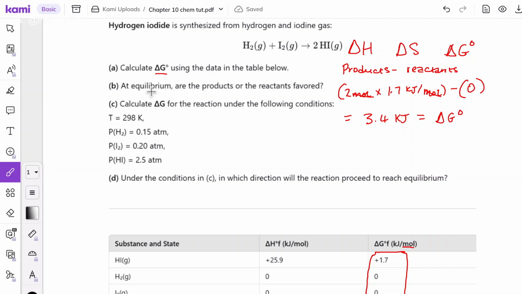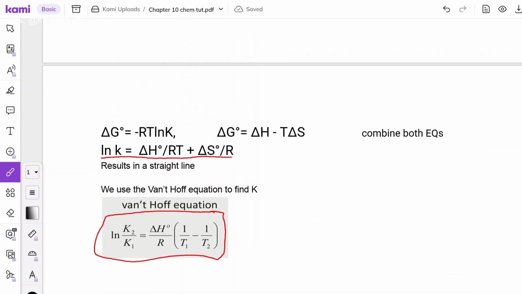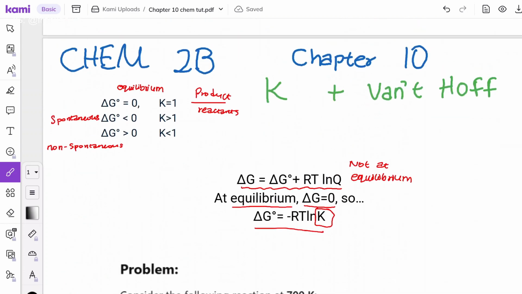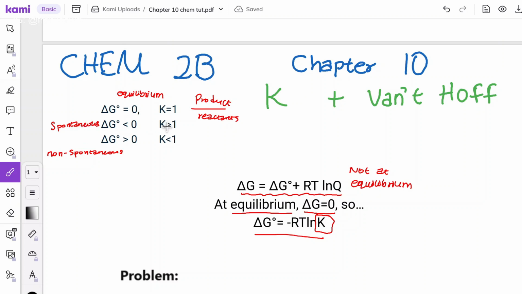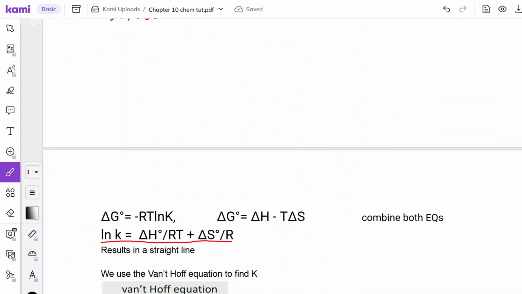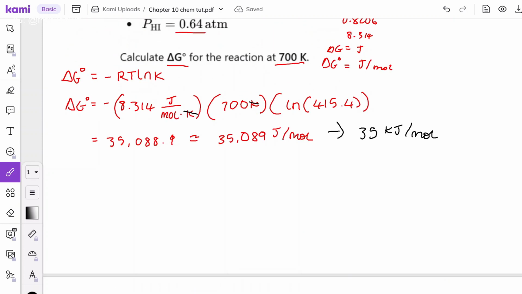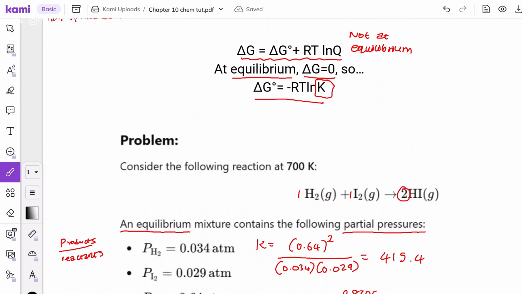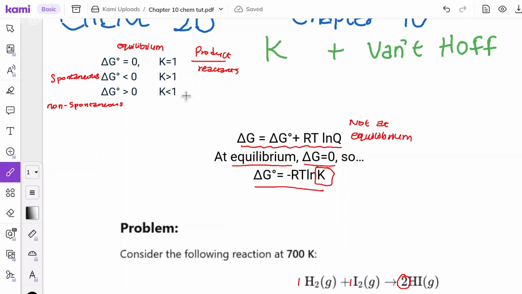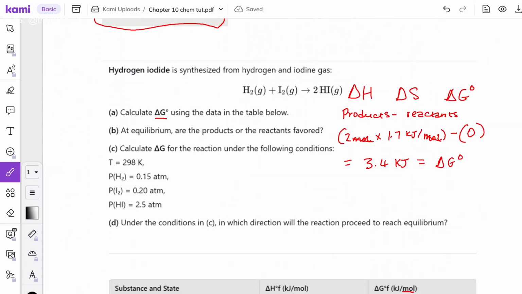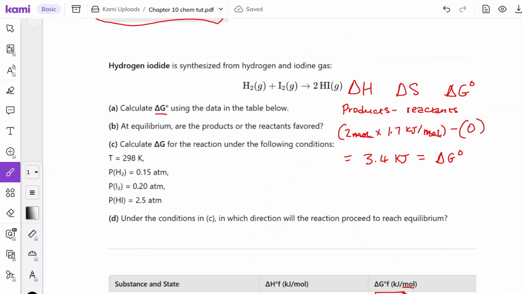And the question asks, at equilibrium, are the products or reactants favored? You can go back up here and remember that when it's spontaneous, that means the products are favored. And when it's non-spontaneous, that means the reactants are favored. And over here, the G value that we got is a positive value. So that means the reaction is non-spontaneous. And when the reaction is non-spontaneous, that means the reactants are going to be favored. So that answers the second part of the question. The reactants are going to be favored.